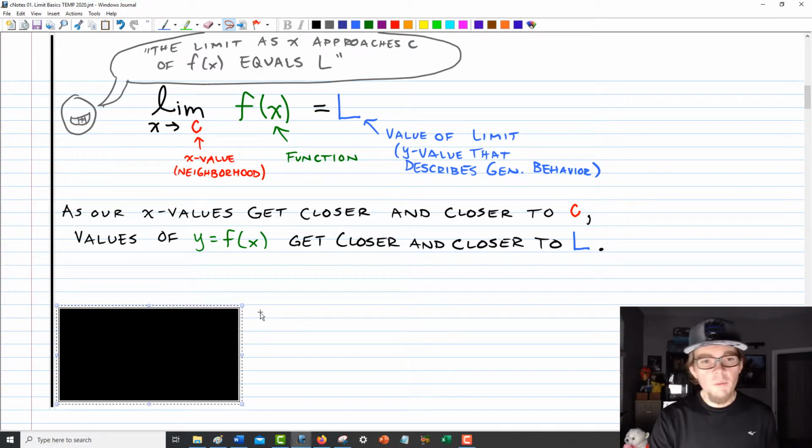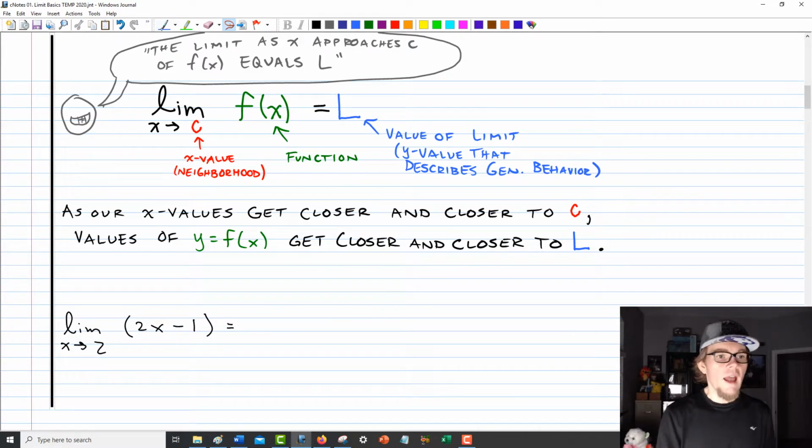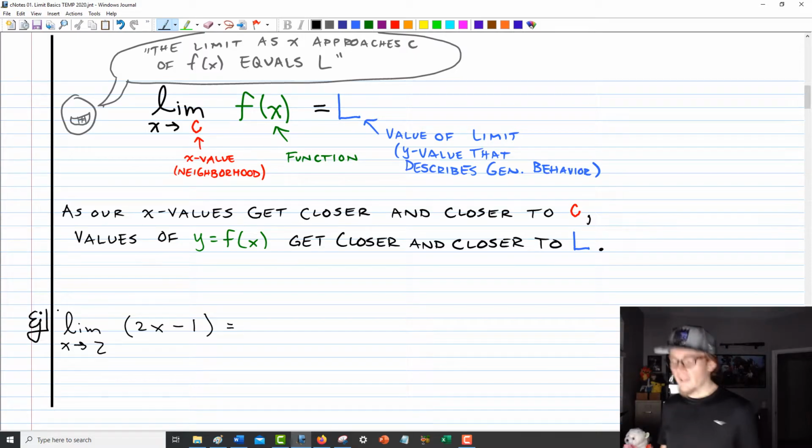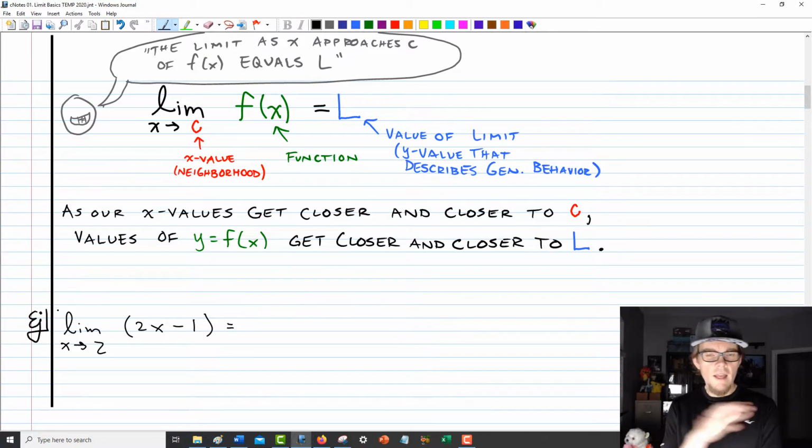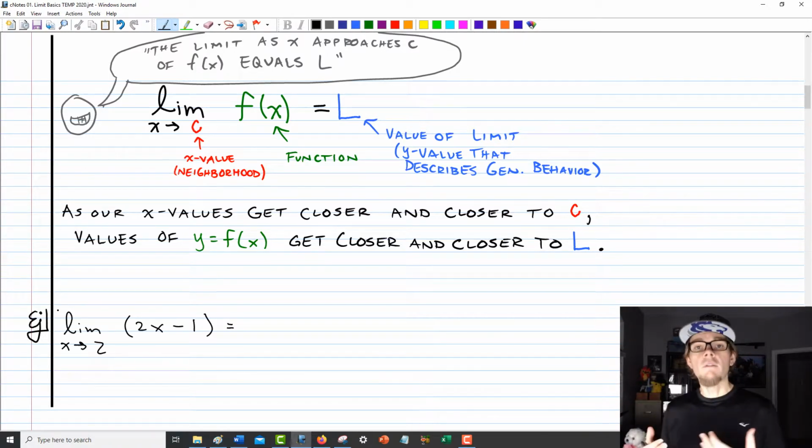The question, though, at this point probably becomes, okay, then, how is it that we actually evaluate a limit? So at this point, we're going to start looking at what it means to actually evaluate a limit. Like, how can we determine what the behavior is? And the truth is, when you go to evaluate a limit, like this particular one, this would be read as the limit as x approaches 2 of the function 2x minus 1 is equal to what? We're trying to evaluate that particular limit.